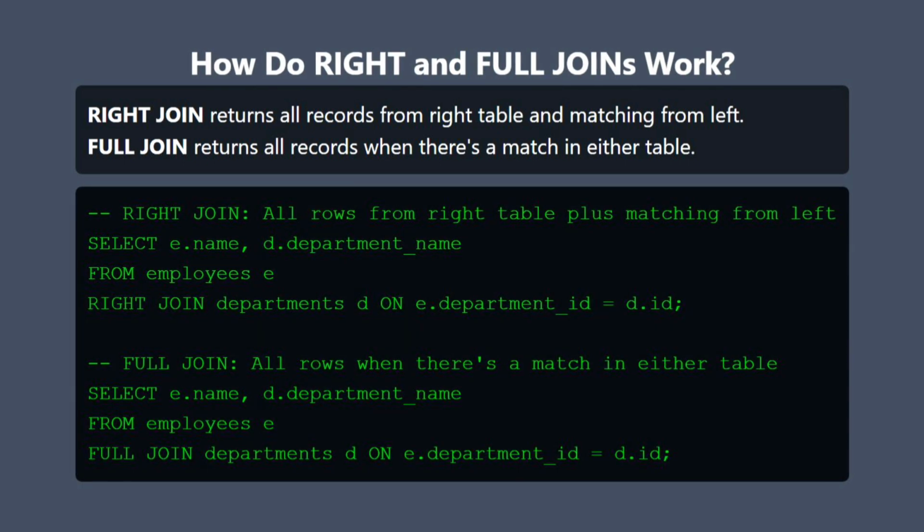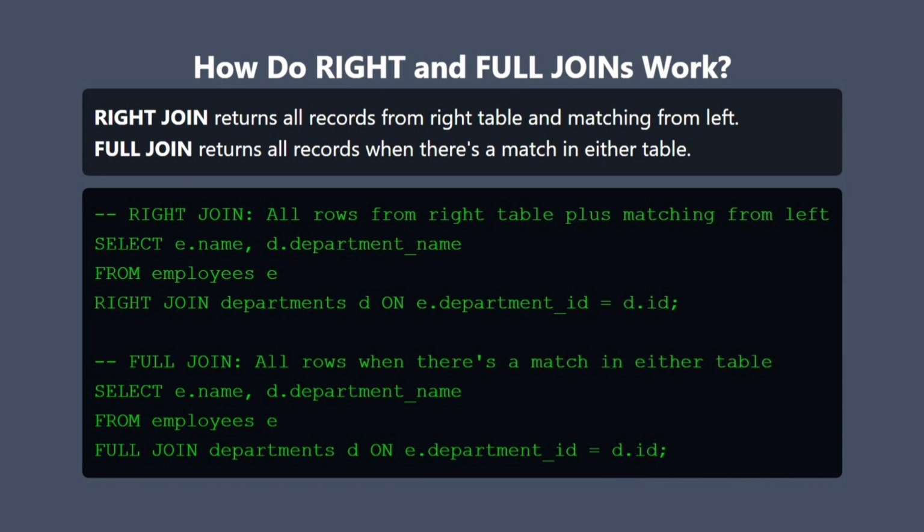A similar question is, how do right and full joins work? A right join does the opposite of a left join. It returns all the records from the right table and matching records from the left table. This is useful when you want to ensure all records from the right table are included. A full join returns all records when there is a match in either table. This is essentially a combination of left and right joins. This ensures no data is lost from either table.